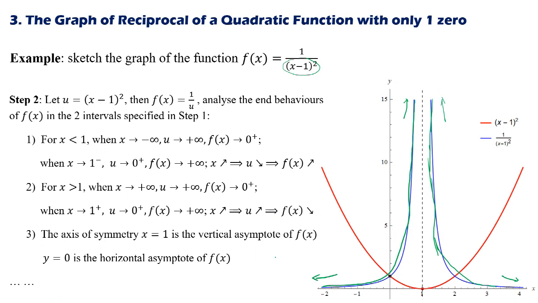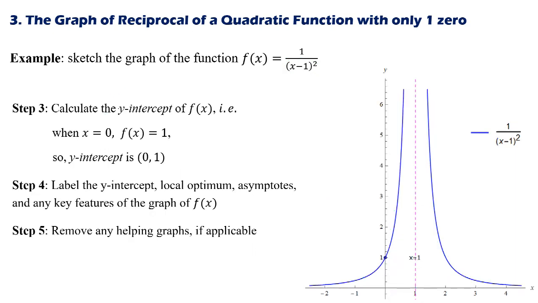And y equals 0 is the horizontal asymptote of f(x), right? And also we can calculate its y-intercept by letting x be 0, right? If x is 0, you can see that f(x) is 1. So the y-intercept is (0, 1). Okay, these are the key features of the function here.